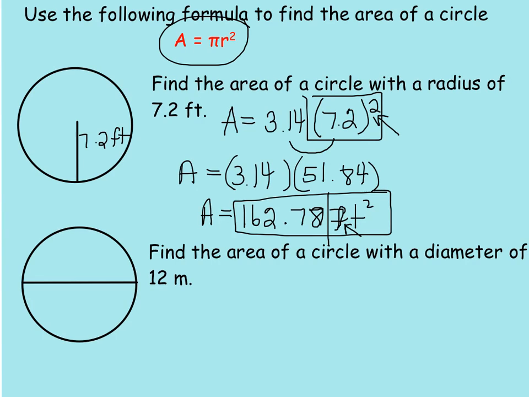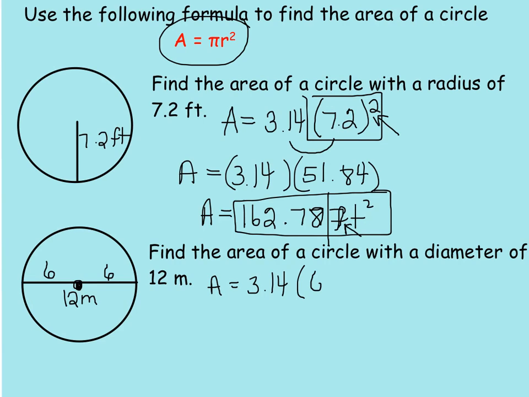Okay, let's go ahead and try the last one. The area of a circle with a diameter of 12. So area, remember, equals 3.14 times the radius to the second power. In this problem, they don't give us the radius, they give us the diameter. So looking at our circle, I can see that my radius is really 6, because the 6 and 6 are going to make the 12.